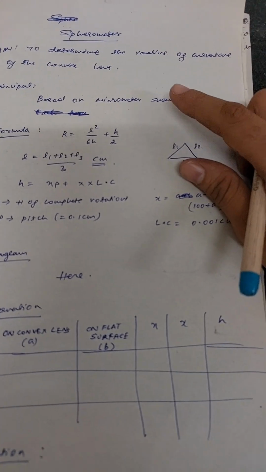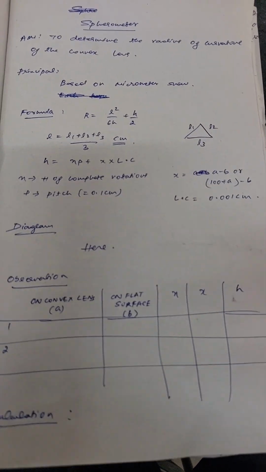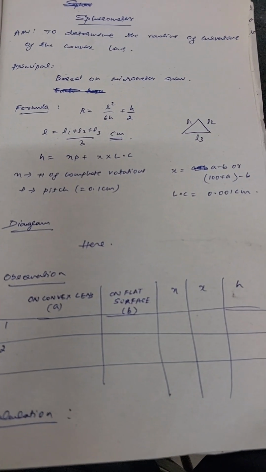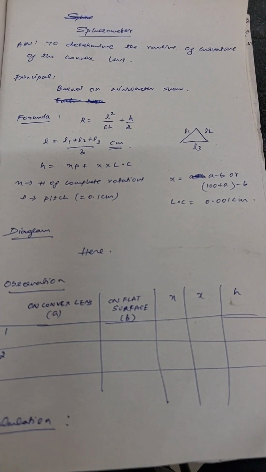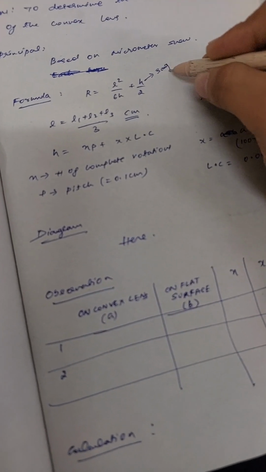Now the radius of curvature formula you can see here, and the principle is based on the micrometer screw. That is the principle on which this experiment is based, and the formula is given by R, capital R, which is the radius of curvature, equal to L square divided by 6h plus h by 2. Now what is h? h is called the sagitta. I'll tell you what it is later.